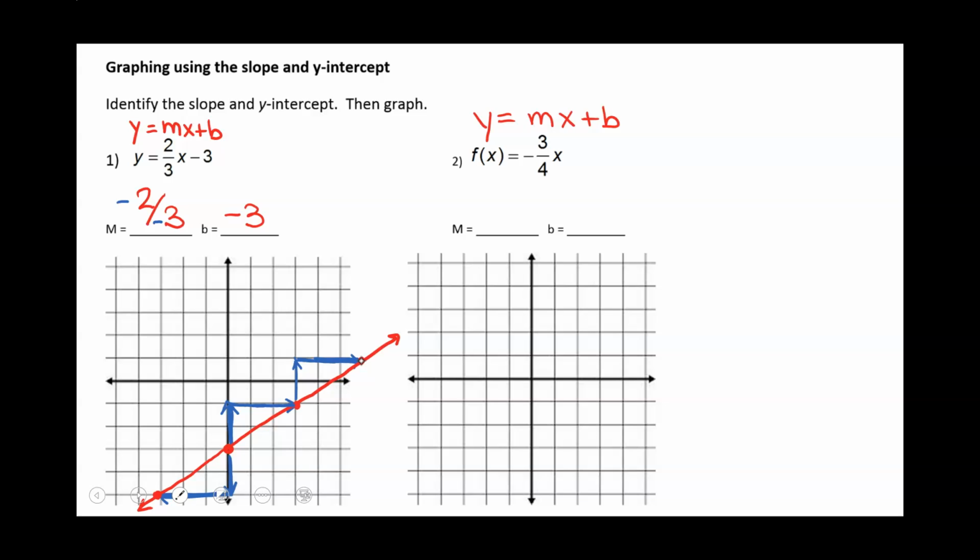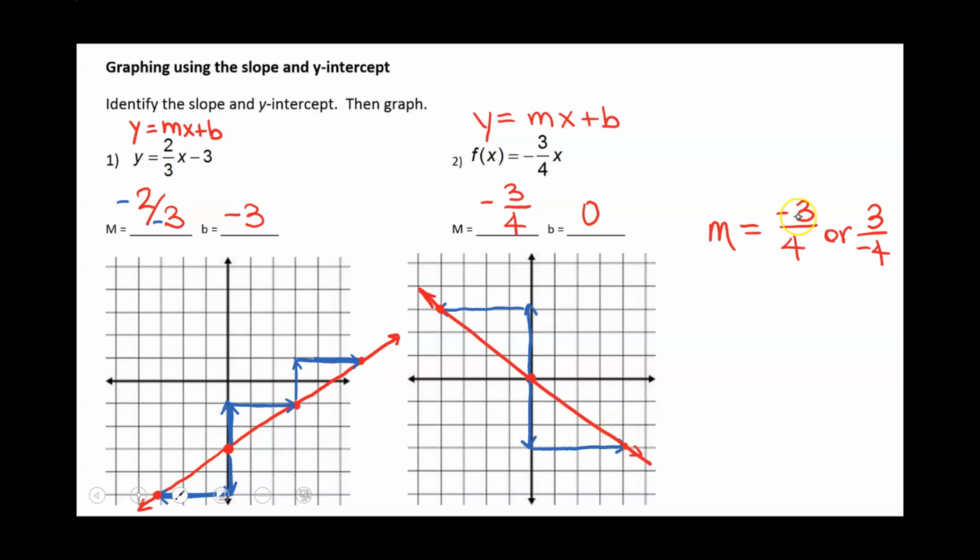All right, for the next one, you can see that your slope is the number in front of x. So your slope is -3/4, and there's nothing being added to that. So your y-intercept is going to be 0. So that would be -3/4 x plus 0. So we will start at our y-intercept of 0, and we will rise a -3, which means go down 3, and we will run a +4.